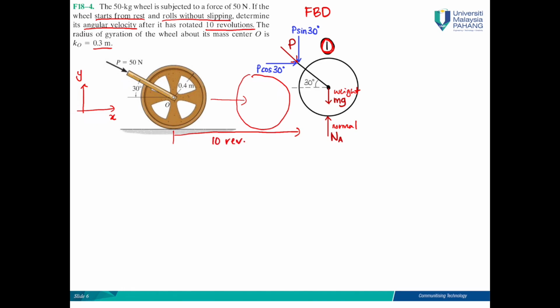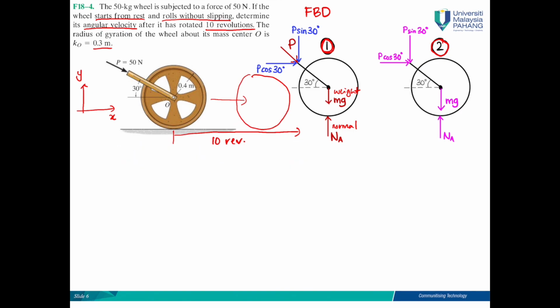So what happens after 10 revolutions? We call this position number 2, and we draw another free body diagram. At position number 2, basically the free body diagram is still the same. All right, so how do we continue solving this?